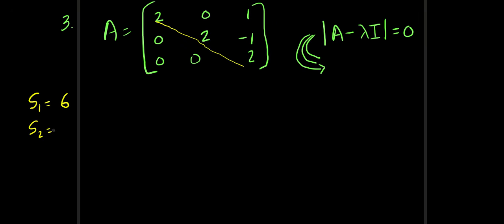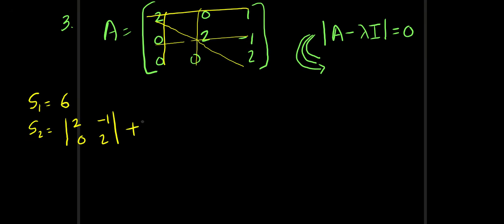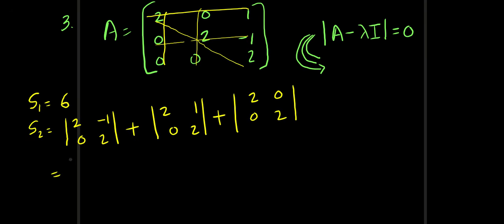And S2 means the sum of the minors taken along the leading diagonal. To be on the safe side, I'm going to write 2, minus 1, 0, 2, because I left the first row and the first column. Now I'll leave the second row and the second column, so I get 2, 1, 0, 2. And plus the last one, 2, 0, 0, 2. That will be equal to 2 into 2, 4, 4 minus 0, that's 4, plus 4 plus 4, and that is equal to 12.